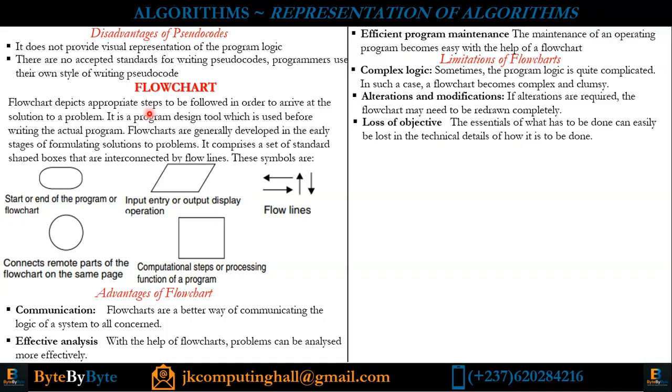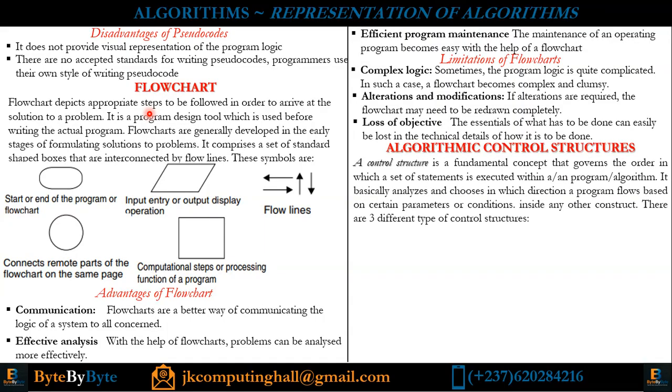Okay, let's proceed. A control structure is a fundamental concept that governs the order in which a set of statements is executed within a program or an algorithm. That's a control structure. It basically analyzes and chooses in which direction a program flows based on certain parameters or conditions inside any other construct. There are three different types of control construct.